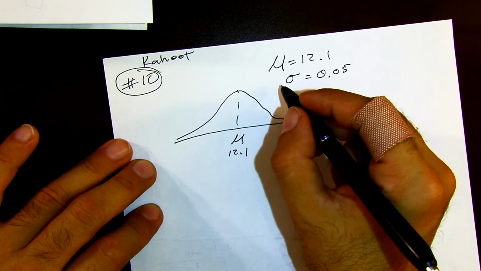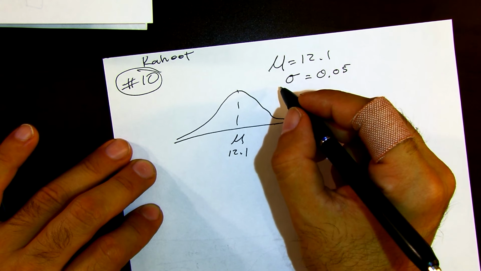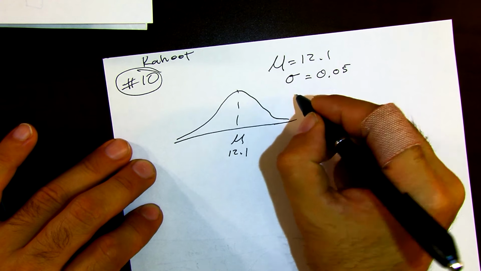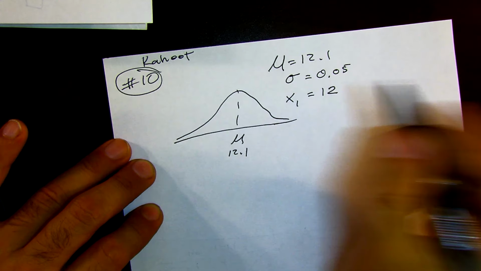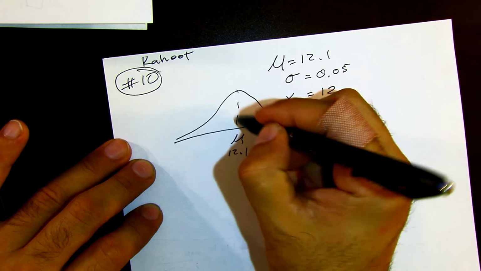Okay, so you open the can, it's not all liquid. There's a little air in there, right? They can't fill it all the way to the brim. But they're saying that, okay, well, x sub 1 is 12. That's going to be somewhere over here.